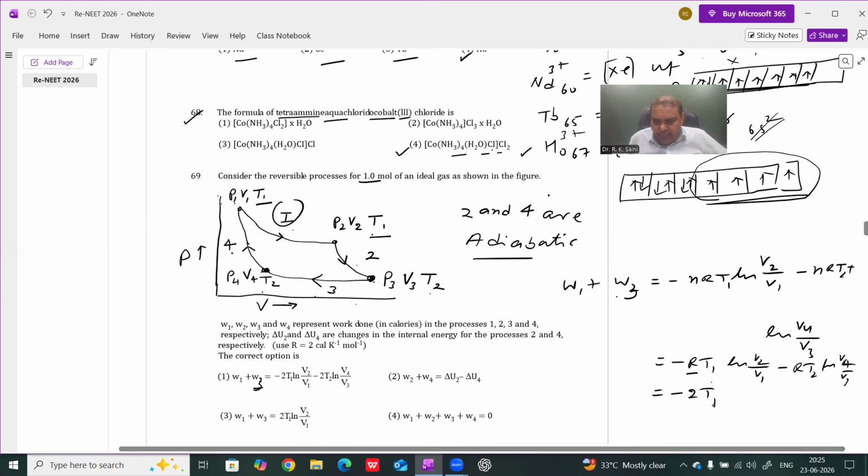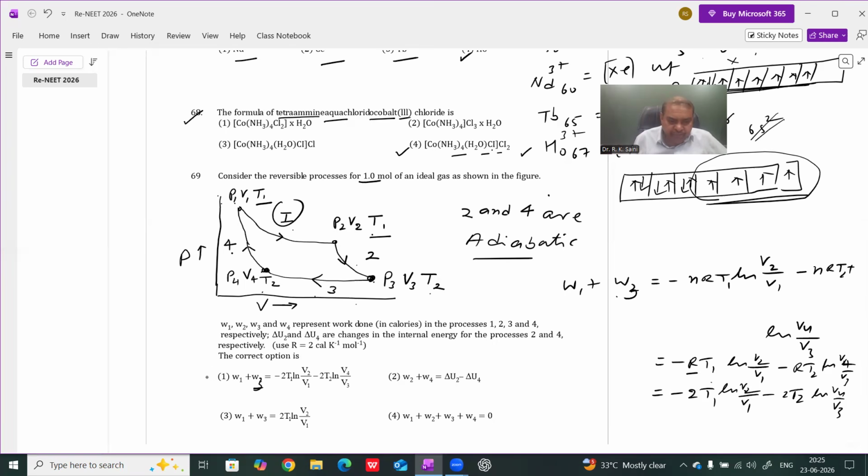Minus 2T1 ln V2 upon V1 minus 2T2 ln V4 upon V3. Option first is correct. W1 plus W3 equals this.